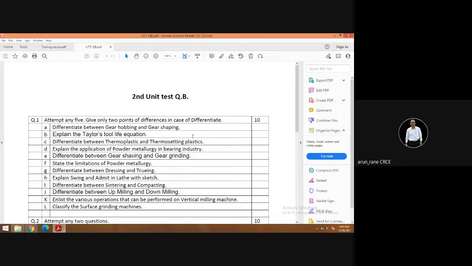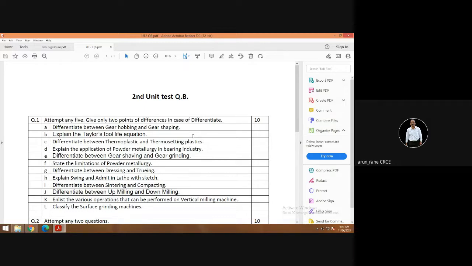So gear hobbing and gear shaping, you know these gears, you can give the diagram. For gear hobbing and gear shaping there is a definition available. The mechanism in gear hobbing is fast, gear shaping is slower than gear hobbing. Many differences you can write.